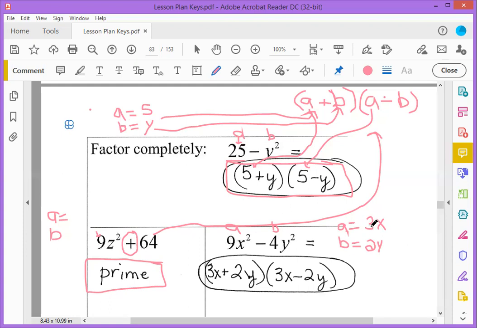And we would substitute 3x and 2y into our a plus b and a minus b format. So everywhere a is, we're going to substitute 3x. We have 3x plus and 3x minus, and then our 2y for b, 2y and minus 2y. But this is our answer.